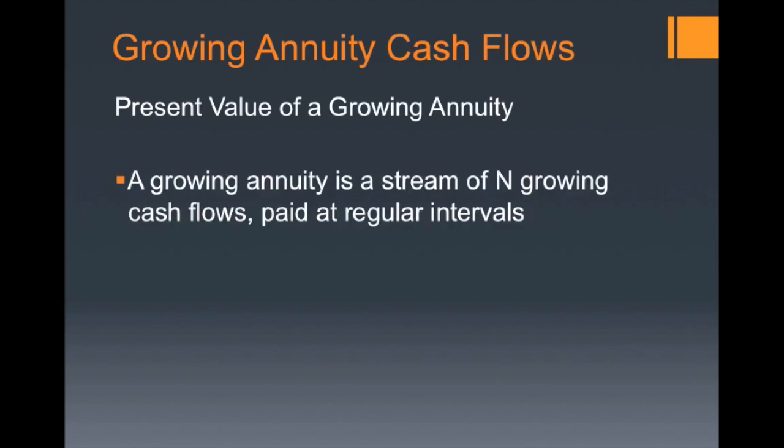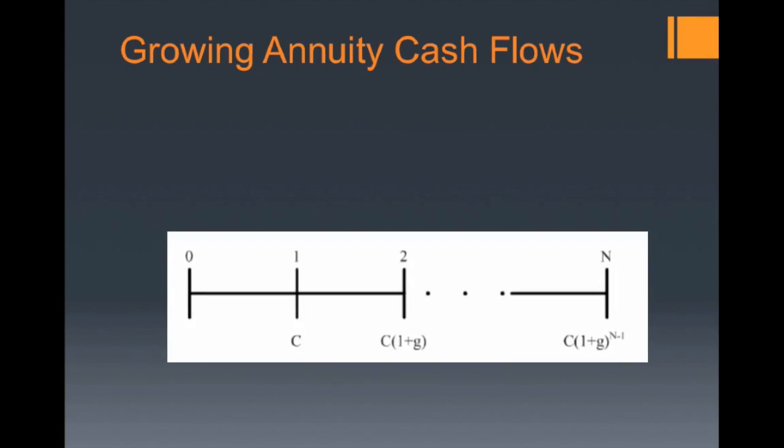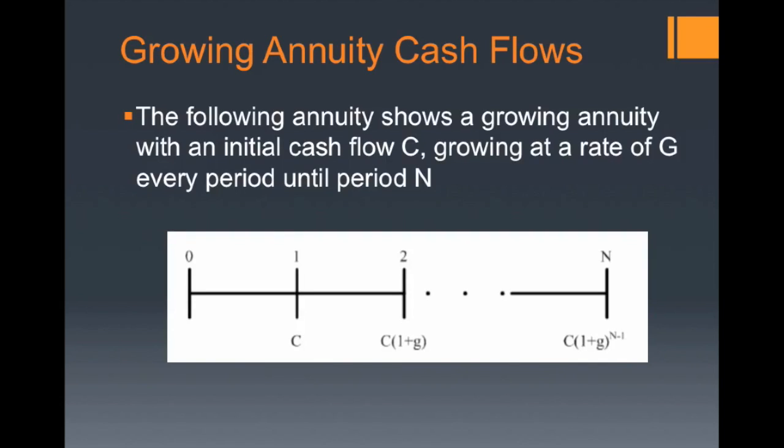The present value of a growing annuity is a stream of cash flows paid at regular intervals, but it has a finite life. It comes to an end at a certain point in time. So this is what the cash flow would look like. The cash flow in period 1 would be C, the amount of the annuity. But if the annuity was growing, the cash flow in time period 2 would be the cash flow, the annuity, times 1 plus the growth rate. All the way to period N, it would be the cash flow times (1 plus the growth rate)^(N minus 1).